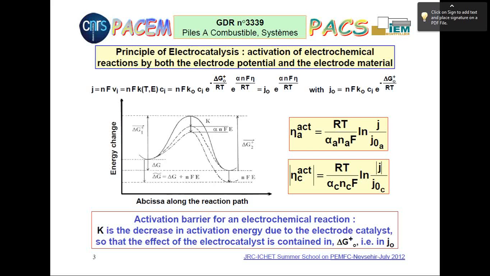And for electrocatalyst, for electrochemical reaction with catalytic electrodes, you combine both effects. So you decrease the barrier by the catalyst, and you decrease the barrier by the electrode potential. So this is electrocatalysis. Electrocatalysis is a mixture of heterogeneous catalysis and electrochemical activation. The most important point is the effect of catalyst is included in delta G0, that is, in the exchange current density.